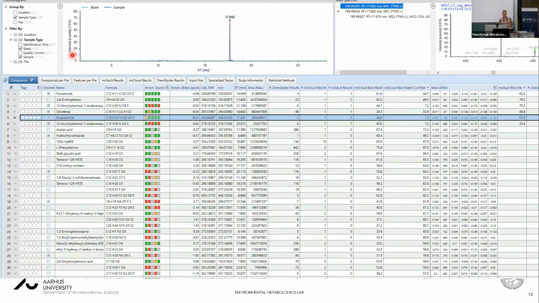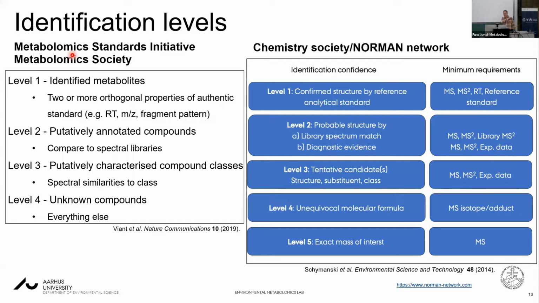And now we want to identify, so we are using the different spectral libraries, and we want to find out which compounds it is. And after we have done that, we pull out only all the IDs. And just to talk about the ID levels, we are also going to talk about that later. But within the Environmental Chemistry Society, there are 5 levels of identification. And it's the same within the Metabolomics Society, there are 4. They follow each other more or less.